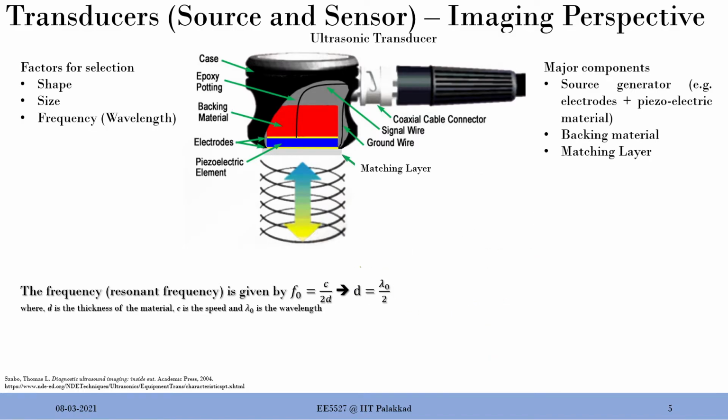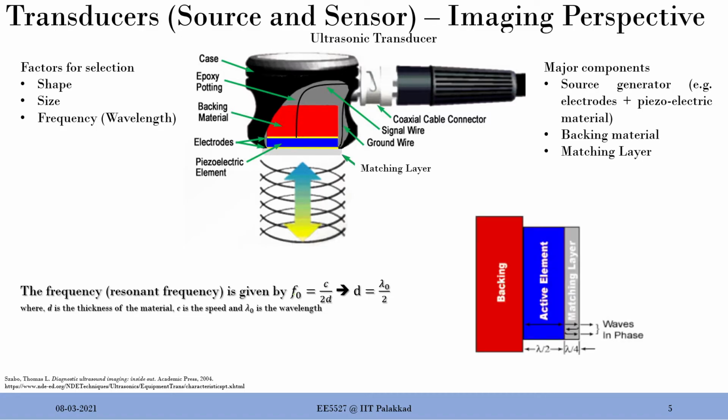And from this expression it clearly tells you that if you want a high frequency, you want to reduce the thickness. If you want a lower frequency, you want to increase the thickness. So keep that in mind all the time. The thickness of the material determines the frequency of the transducer. Very important point. And now just another viewpoint here.